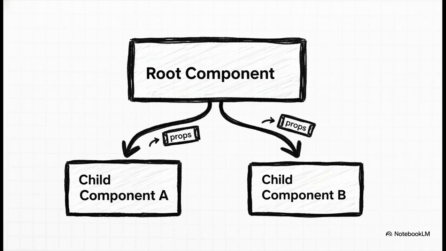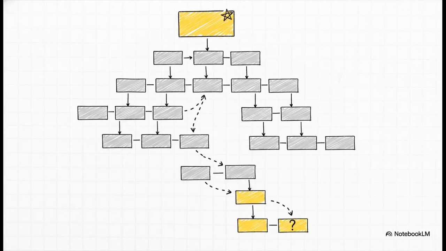And in this tree, data has a very strict one-way ticket. It flows from the top down, from parent components to their children, using this thing we all know and love, props. It's super predictable, and it's a huge part of what makes React work so well. But here's the catch. Here's where it gets messy. What happens when some little component buried deep in that tree needs data that lives all the way up at the top? Well, with the standard props approach, you have no choice. You have to pass that prop through every single layer in between.